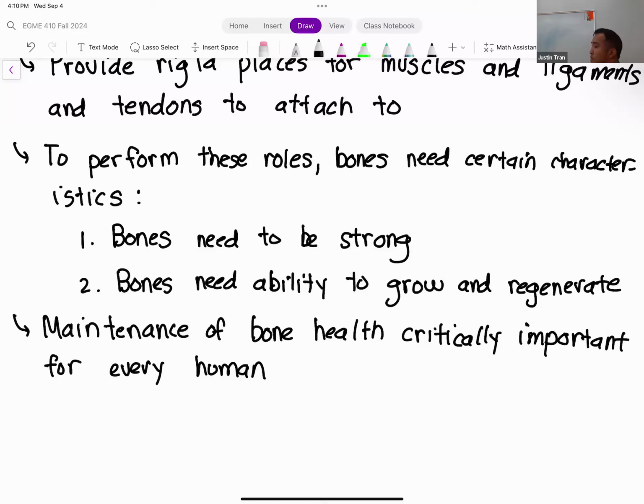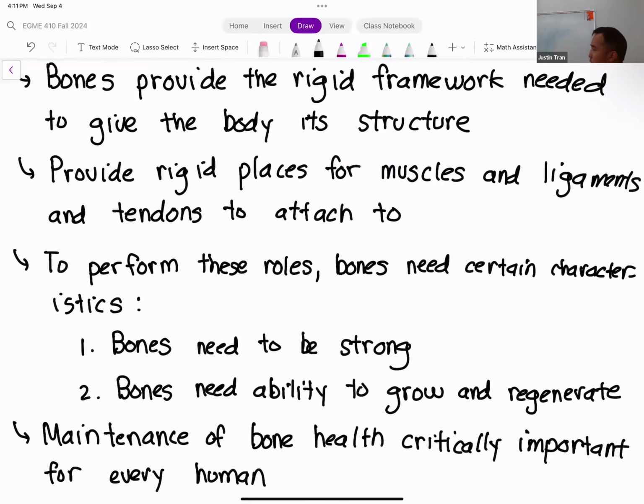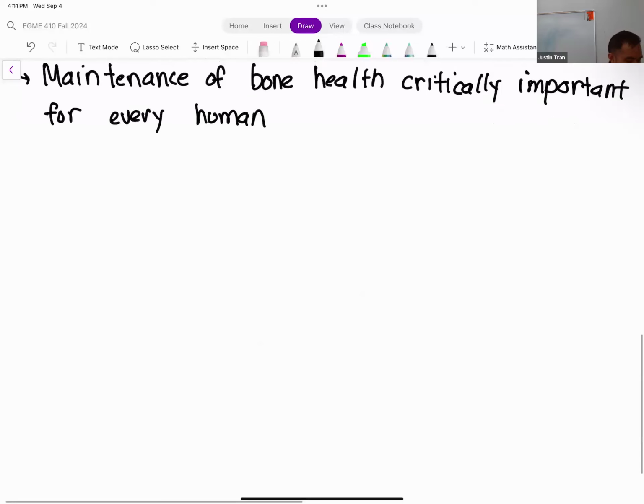Okay. All right, but that's just an introduction. And so this provides the outline of what we're going to go over today. Any questions on this so far? Okay. All right, so let's talk about the material composition and the structure of bone tissue.